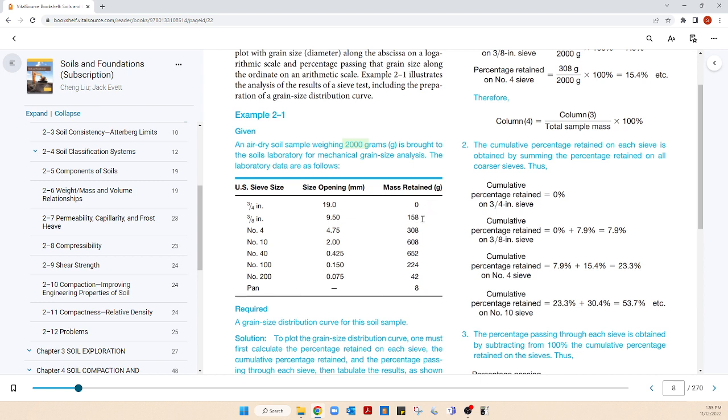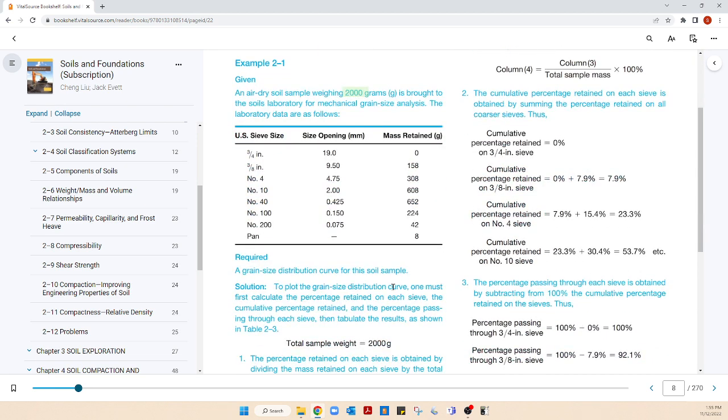158 grams was retained in the 3/8 number 4 sieve. There was 308 in the number 10 sieve, 608, etc. And then 8 grams made it all the way through everything into the pan, and those are what's called fines. They look like powder. So, a grain size distribution curve for this soil sample. This is your solution.